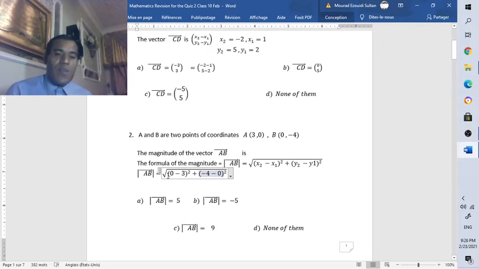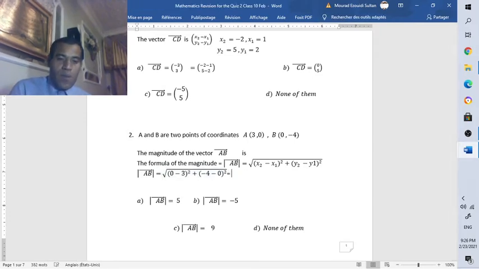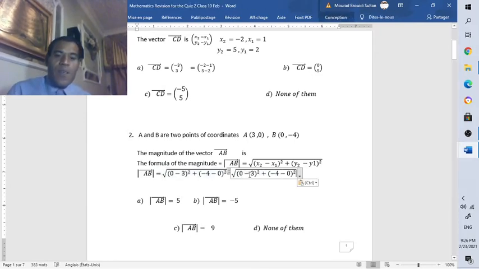So this one, my learners, should be equal to 3 squared, plus, okay, negative 3, no problem, negative 3 all squared plus negative 4 all squared. So negative 4 all squared, my learners, should be equal to 16.